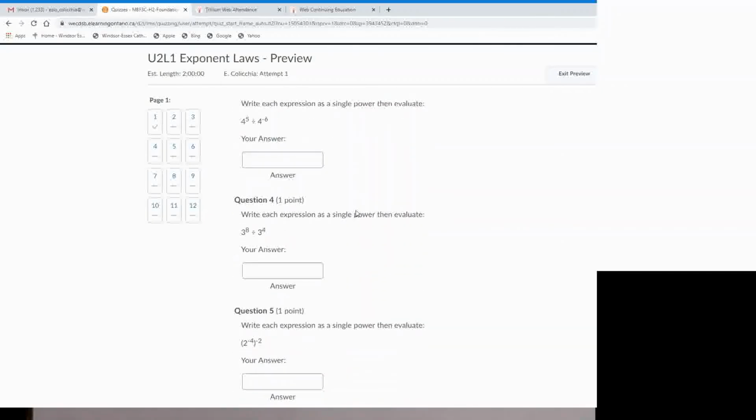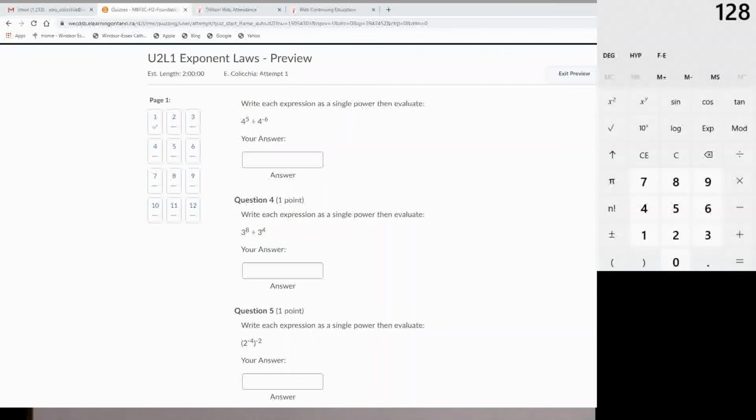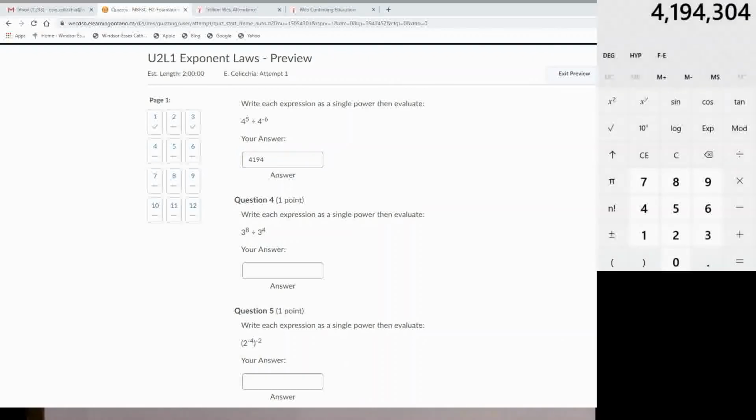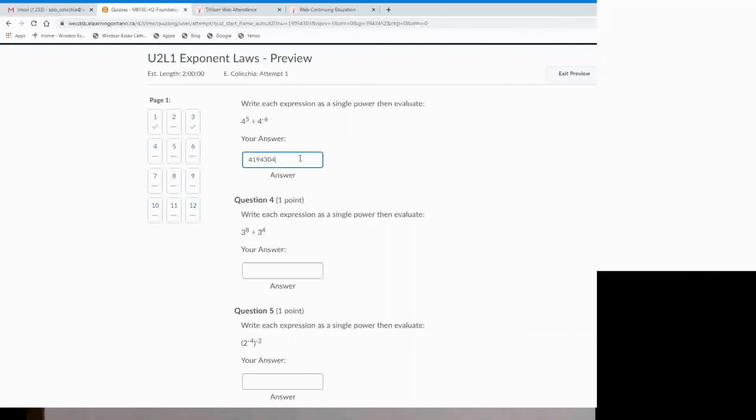Let's try one where we have division. 4 to the power of 5 divided by 4 to the power of negative 6 is the same as 4 to the power of 5 minus negative 6, which is 4 to the power of 11. So 4 to the power of 11 is 4,194,304.